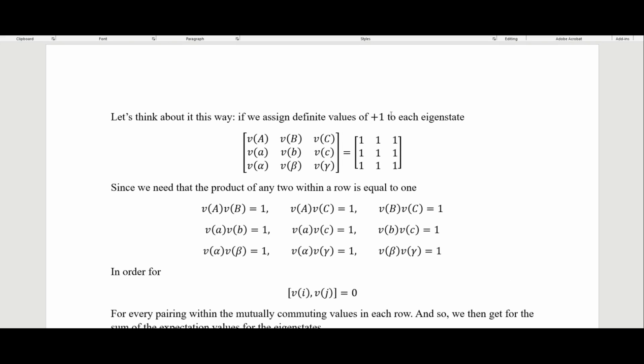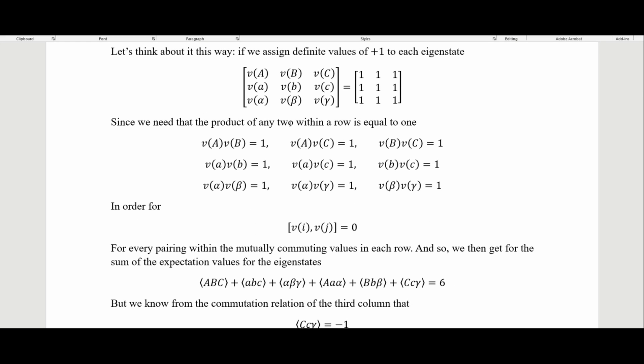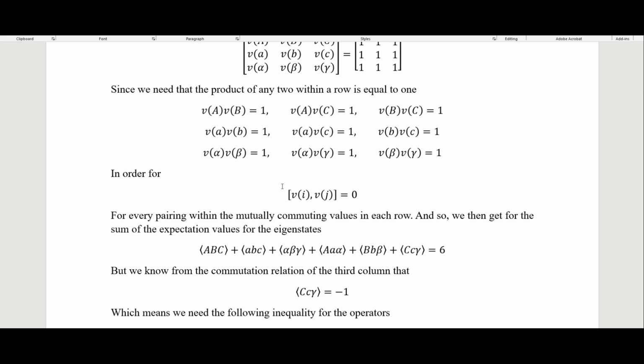If we assign definite values of +1 to each eigenstate, so these are eigenstates for each of these observables, since we need that the product of any two within a row be equal to 1, then the product of any two in each of these rows must also be equal to 1. So the product of the eigenvalues of A and B has to be equal to 1, of A and C has to be equal to 1, and B and C has to be equal to 1, and that's what this is showing. And then likewise for each of the other rows. That has to be the case because we want any of these rows to be commutative, because we want those to be compatible. You can get simultaneous measurements for each of them.